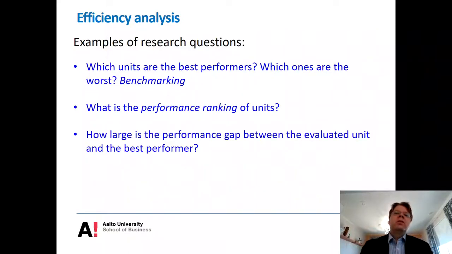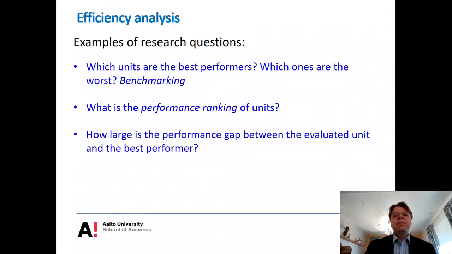An even more challenging task would be then to try to measure in absolute terms how big a gap there is in the performance between the best performer and the average unit or some given unit under evaluation. How much could be achieved by improving the performance to the same level as the best performers? So this would be already not just giving an ordinal ranking, but measuring in absolute units, for example, in monetary terms or percentage terms, the performance gap. In some kinds of applications, it's necessary to do this kind of measurement in absolute units.